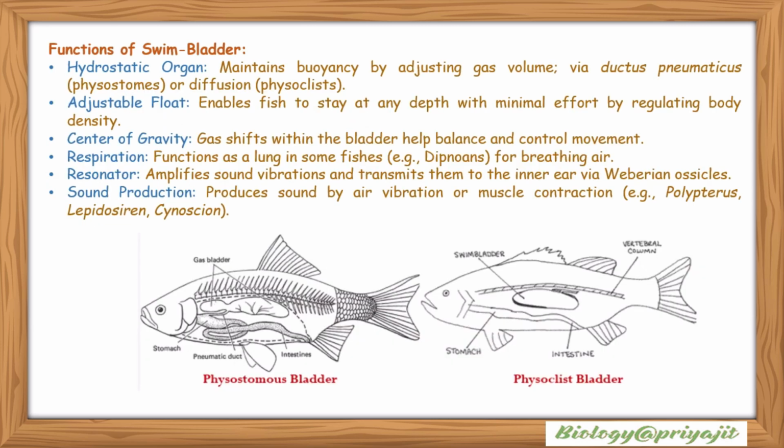It can act as a hydrostatic organ. We know that it maintains buoyancy by adjusting gas volume via the ductus pneumaticus, which is found in Physostomes, or it can be done by diffusion, which is found in Physoclistus fishes. The swim bladder can act as an adjustable float. It enables fish to stay at any depth with minimal effort by regulating body density. Gas within the bladder helps balance and control movement, acting as the center of gravity.